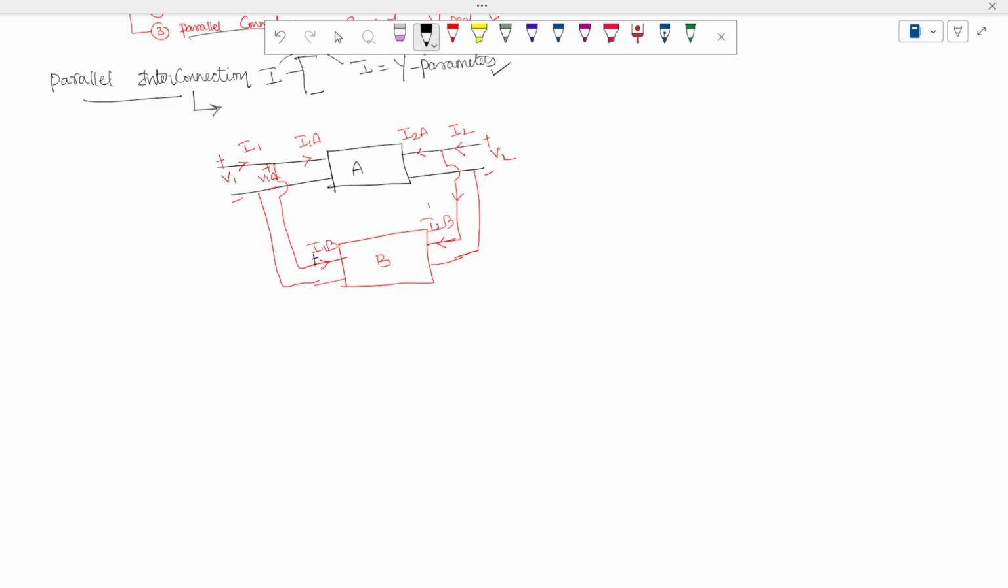The voltage at this point is V1A, the voltage at this point is V1B, the voltage at this point is V2A, and the voltage at this point is V2B. So I can say that these two are connected in parallel. V1 is equal to V1A, and the same voltage V1A is also the same voltage V1B. So V1A is equal to V1B is one equation, and again V2 is equal to V2A, which is equal to V2B.